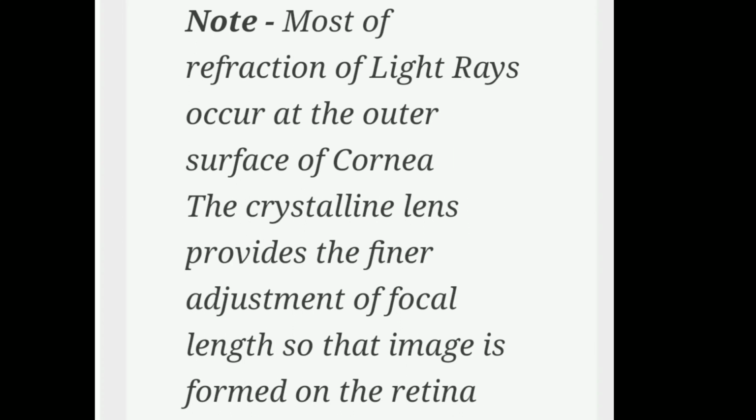This means that the cornea and the lens, along with the two fluids in the eye which we had labeled, aqueous humor and vitreous humor, all these work together to finally form a sharp real inverted image on the screen at the back of the eye called the retina. This note here is emphasizing that the crystalline lens is providing the additional adjustment. Most of the bending has already taken place at the cornea.